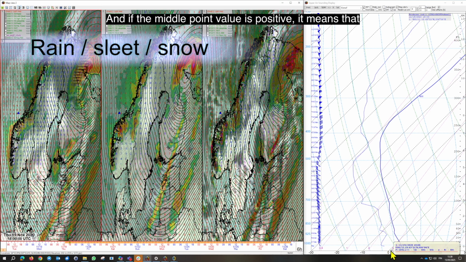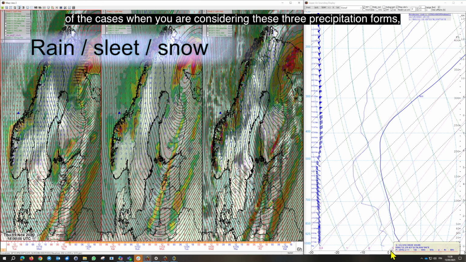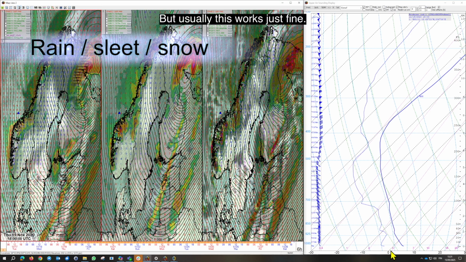And if the middle point value is positive, it means that the potential precipitation form is probably rain, so liquid. And if it's negative, then it means that it's probably snow. And if it's very close to 0, it might be sleet. Of course, this works maybe in 95% of the cases when you are considering these 3 precipitation forms. But extremely intensive rain can also be a contributing factor to the precipitation form, and this method is not taking that into account. But usually this works just fine.